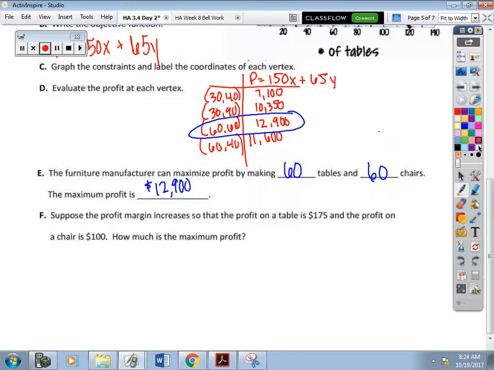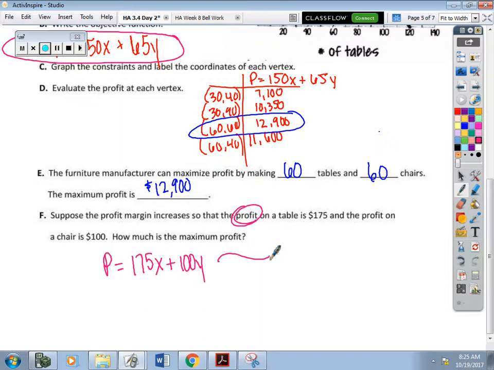Sam? The objective function. Remember, profit is what we're maximizing, which relates to our objective function. You're writing a new objective function: P equals 175x plus 100y. Now, technically, you should check all of the vertices again. Why? Well, let's suppose that this decreased in value, or one of them changed drastically. One of the other vertices could technically be the new max. So technically you should test all 4.